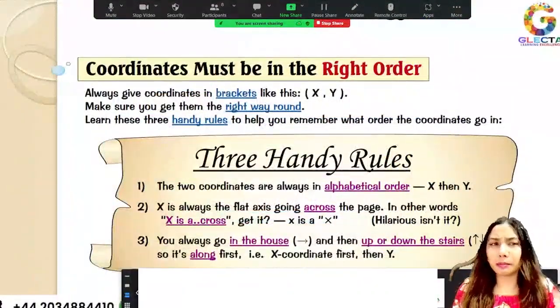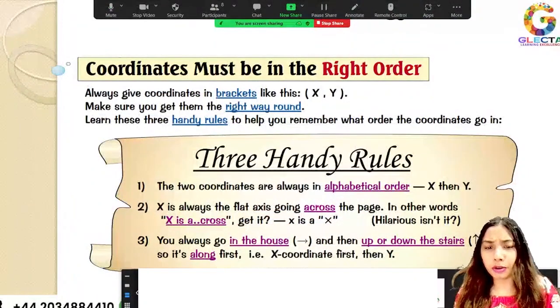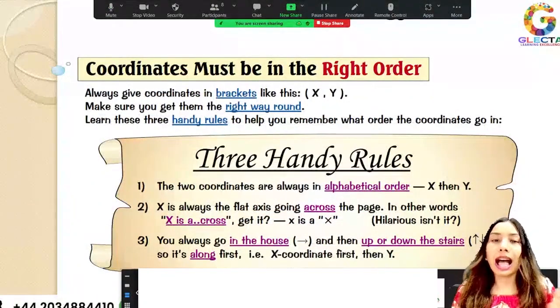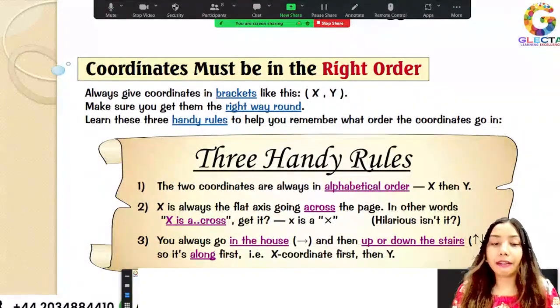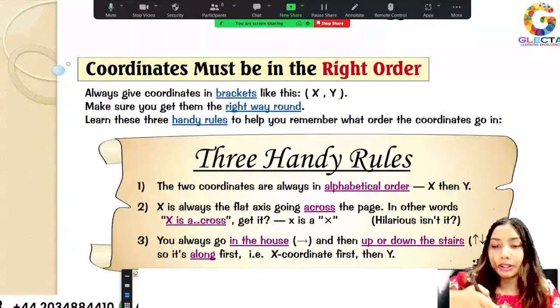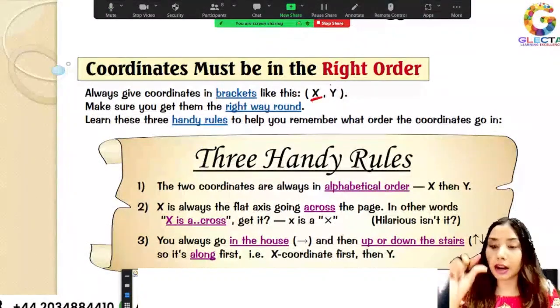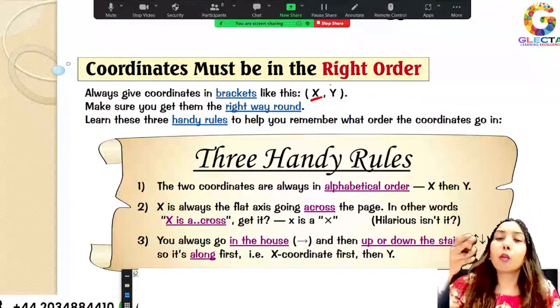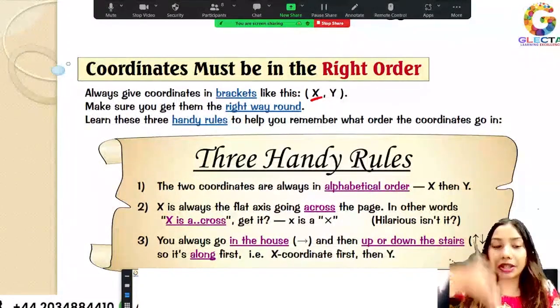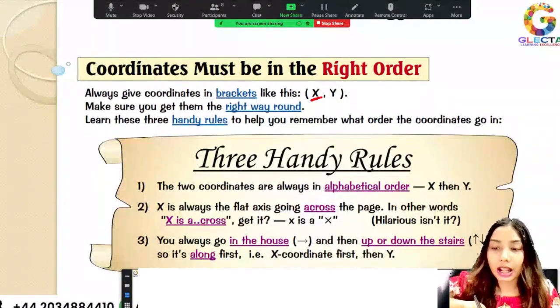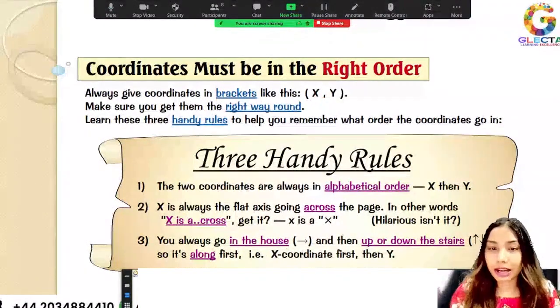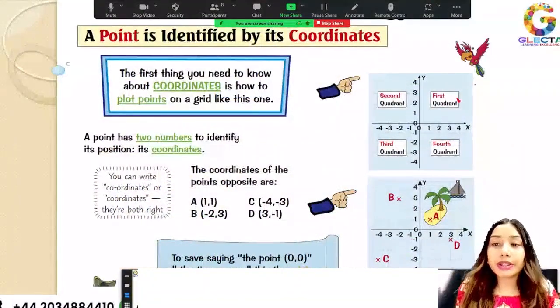So we first start with the basic one or two, and then we move on to the past year questions as well. As you know, X and Y: the first number in the bracket and the second number in the bracket. X represents the number which is horizontal. Y represents a number which is vertical. This indicates the direction of anything. This is the first quadrant, second, third, and fourth.